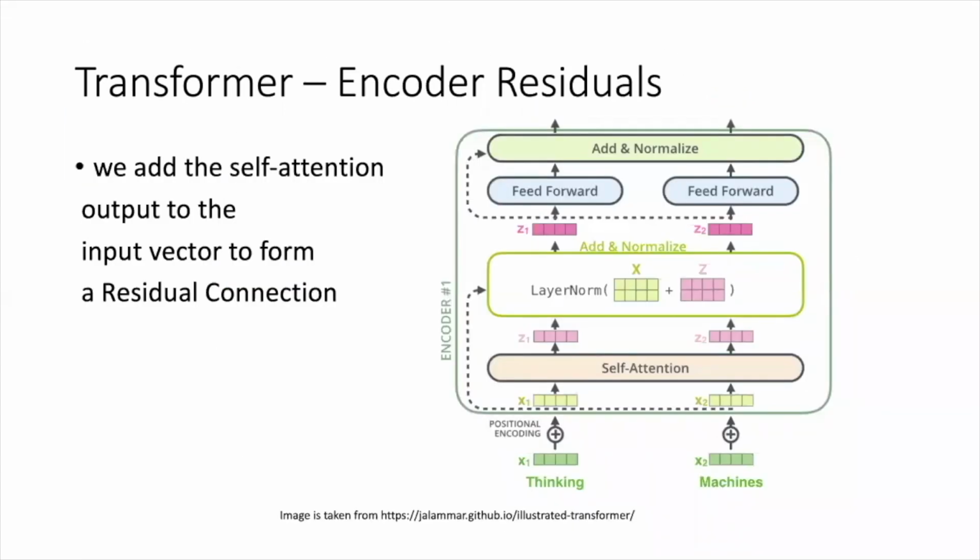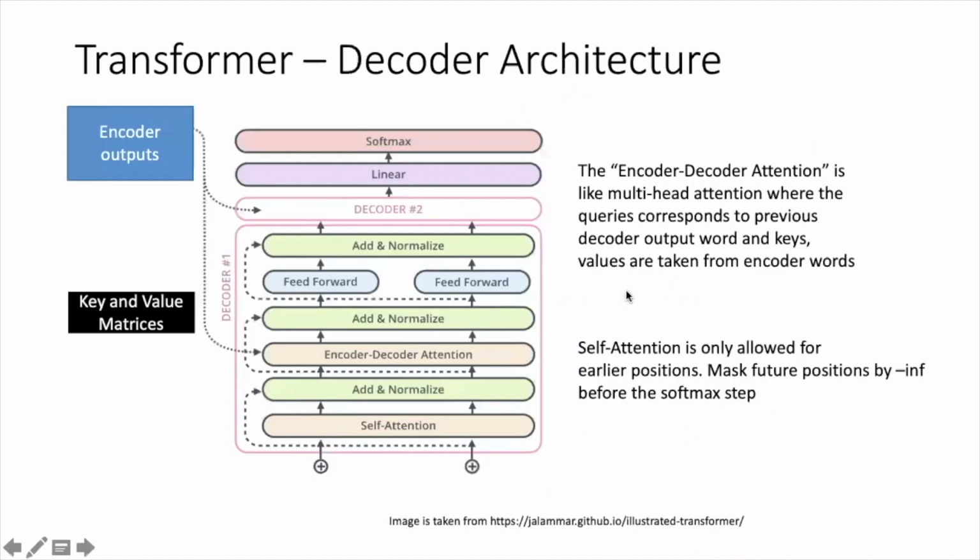So that completes the encoder part of the transformer model. The encoder helps in transforming the input words to contextual representations of those words. Now let's proceed to the decoder part.